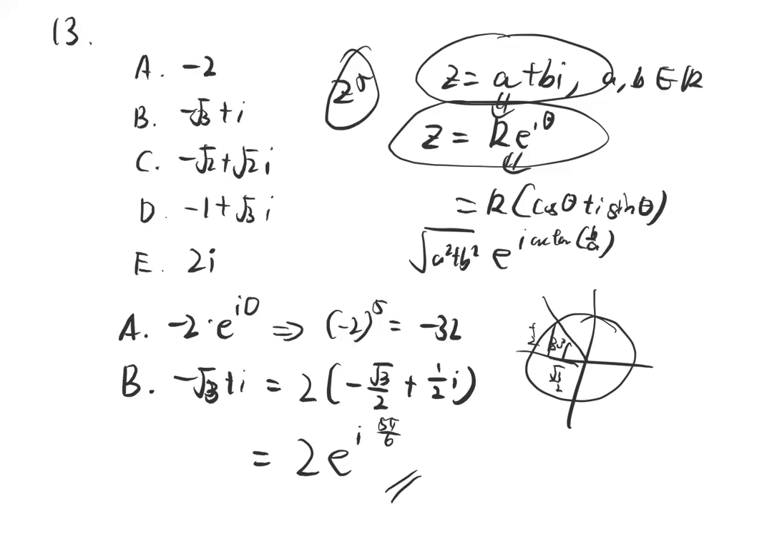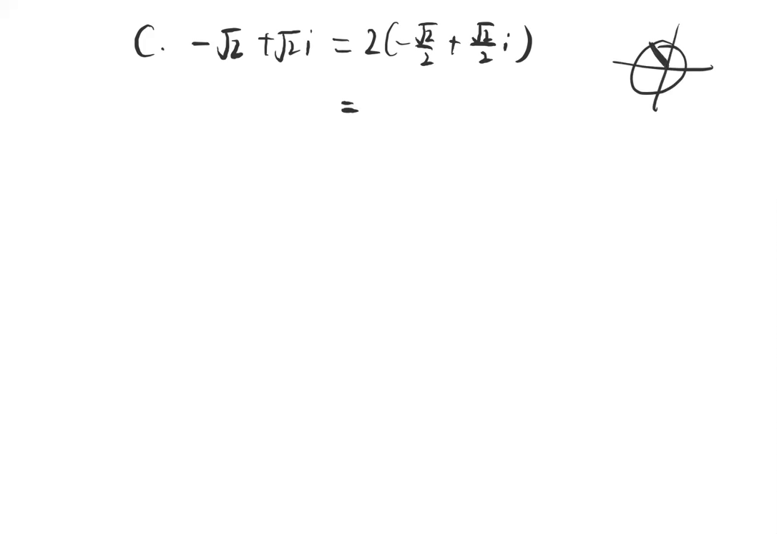And for number 3, for C, we have -√2 plus √2i. And if you're familiar with these kinds of numbers, you immediately know that's something about 45 degrees, because if you take the 2 out, it'll become something like this. And this is basically at quadrant 2. So we have e to the power of i 3 pi over 4.